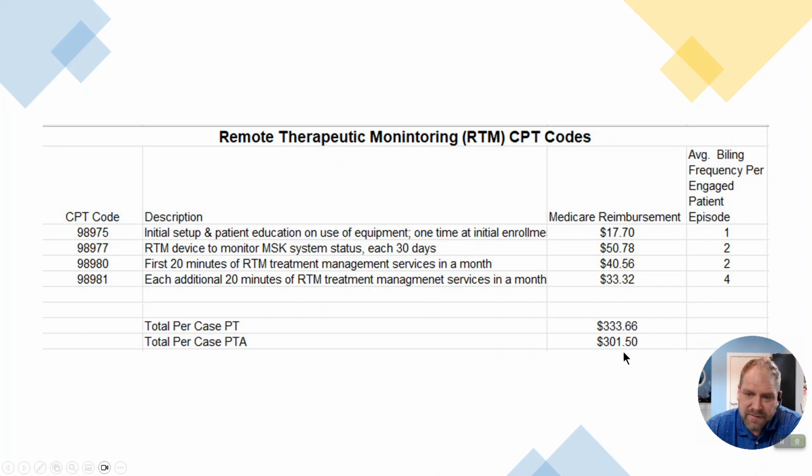This is going to be different per state, but this is Medicare reimbursement in Michigan. So you can see we're generating about $333 per patient, right? That's pretty significant when you consider, and this would be profit, right? I guess you have to pay your remote providers, but this is a pretty significant increase in our reimbursement for physical therapy.